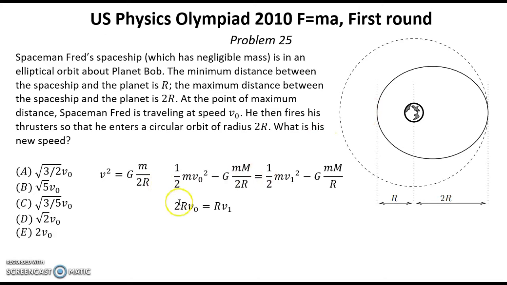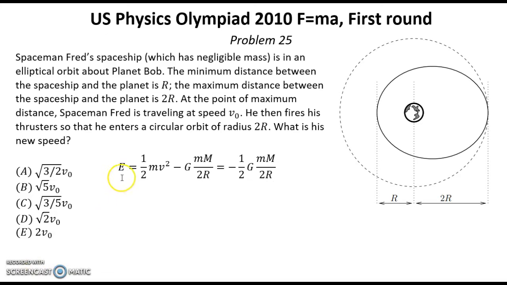After that we can express v1 through v0, put it in this equation, find what v0 is in terms of GM over R, and use this expression. But this is the long way. We can do a shortcut.